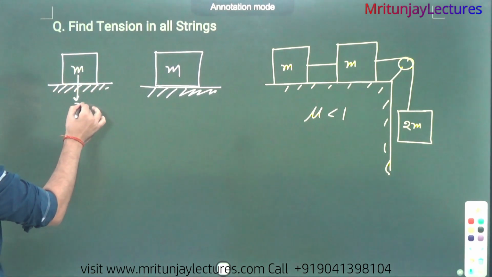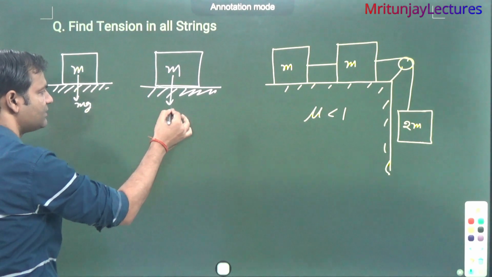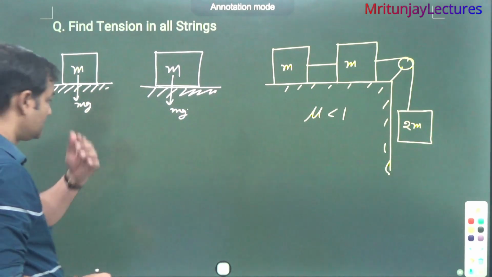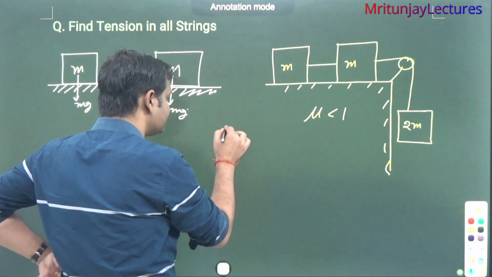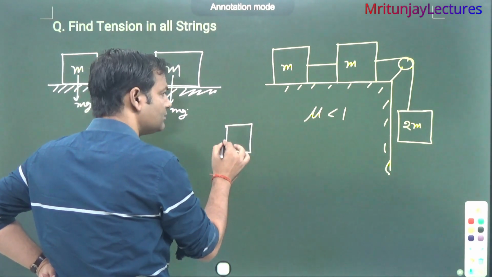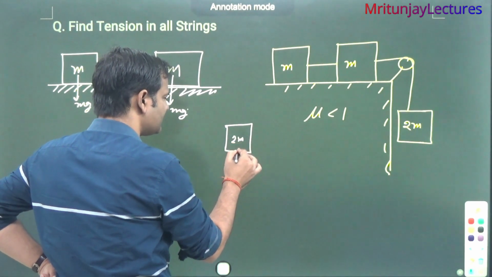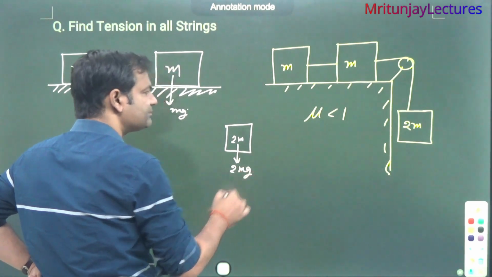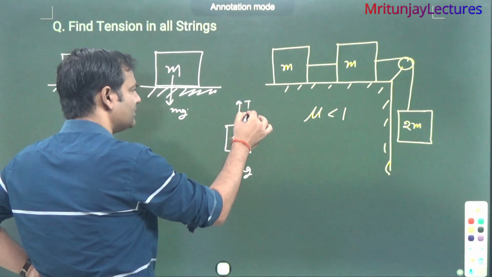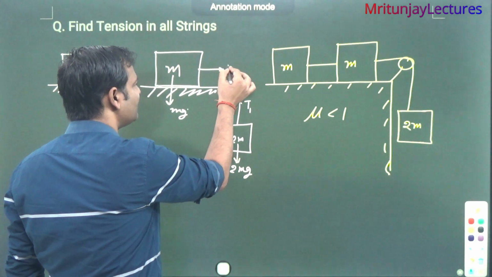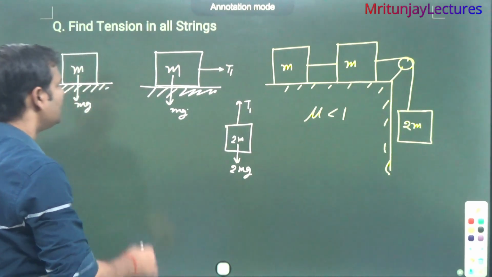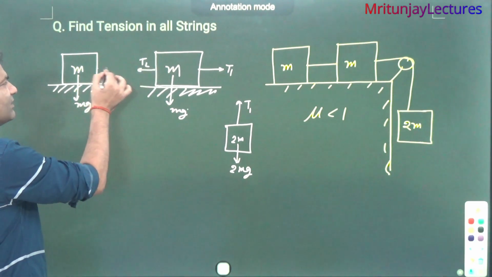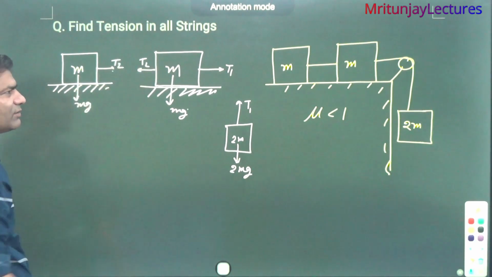Mg downward, here Mg downward. Clear or not? Very simple. That is an indirect contact force. And now 2Mg, this is 2Mg downward. Tension T1 develops here, T1 here, T2 here, and T2 here. Clear or not?